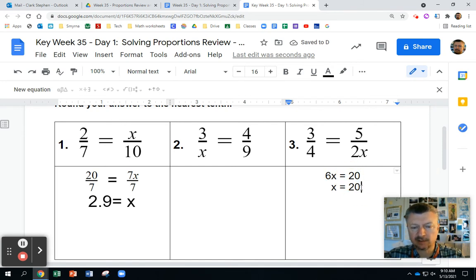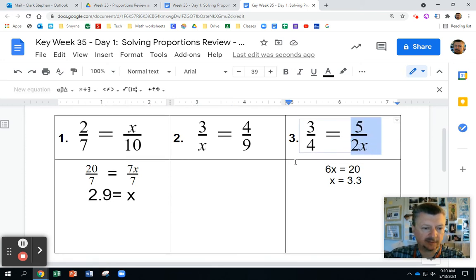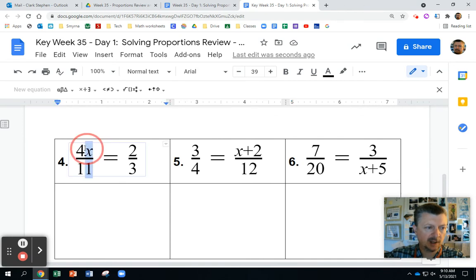20 divided by 6, let me put that in there. 20 divided by 6 is 3.3333333. So if you round it to the nearest tenth, you're not going to round this up because this number is below 5. So just take it off. 3.3. So that's what you do if there's a 2x or something in front of the x. Like this one is a 4x. I'm not going to do that one. I'll let you do that one.